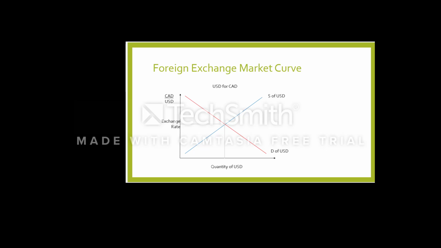Let's say that the price level for a TV in the United States is much higher than the price level of a similar TV in Canada. In this situation, the demand for US dollars would decrease because less people would want to buy a TV with US dollars when they can get the same TV for less Canadian dollars.